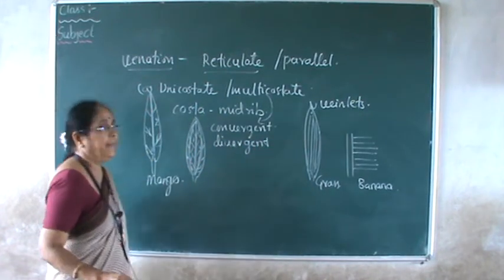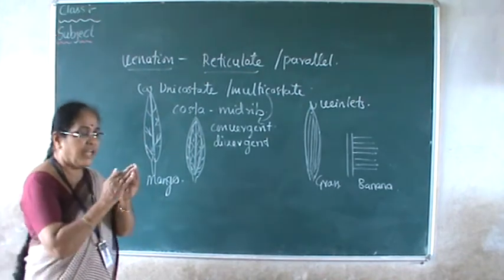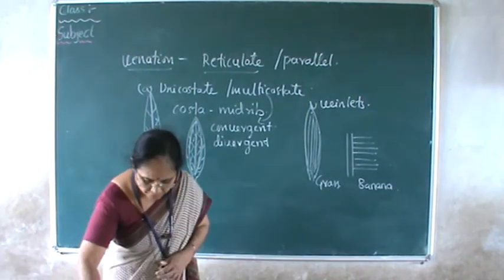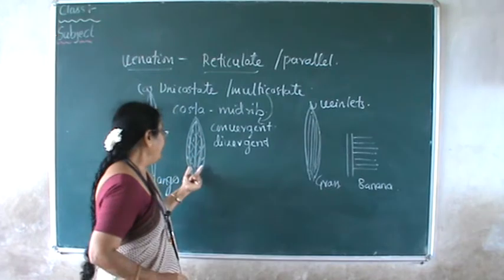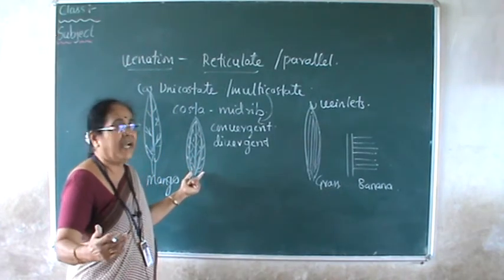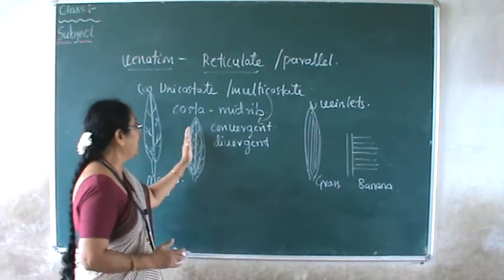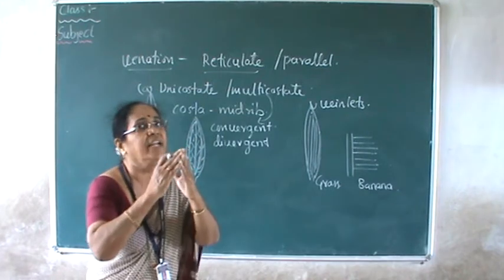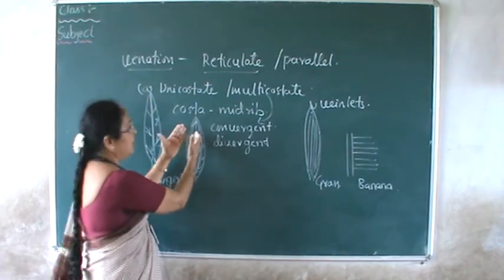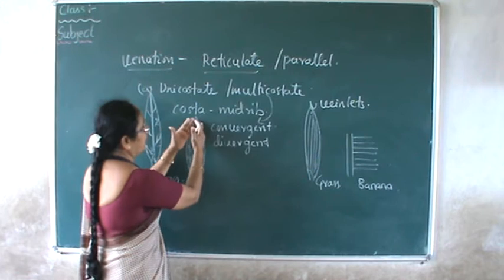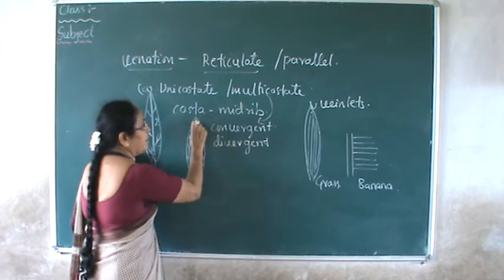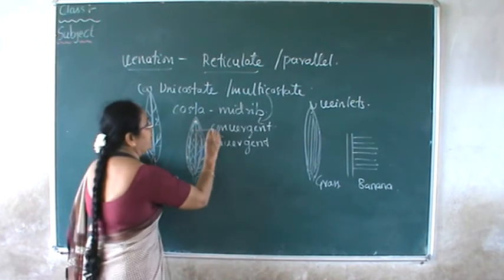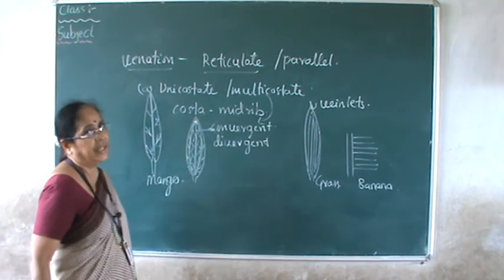Multicostate divergent type. Convergent type, converge at the tip. Multicostate convergent type means if the leaf is having more than one equally strong midrib starting from the base, they run parallel to each other and they are going to converge at the tip. So here this is an example. All the three veins, the three midribs are going to converge at the tip. Here they have combined together at the tip. And this is the meaning of multicostate convergent type.